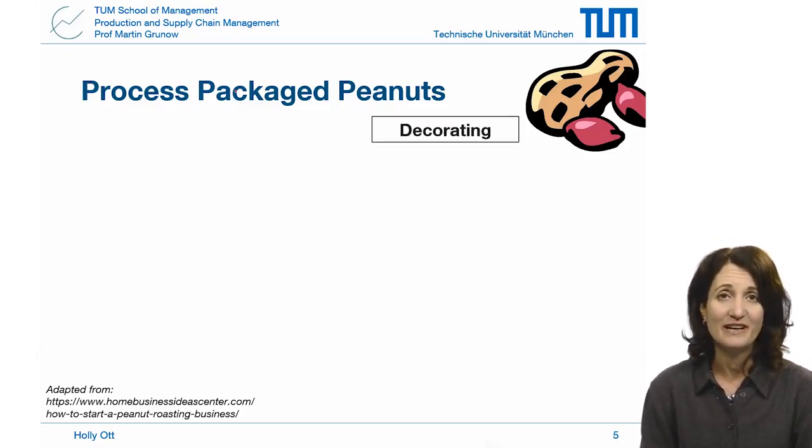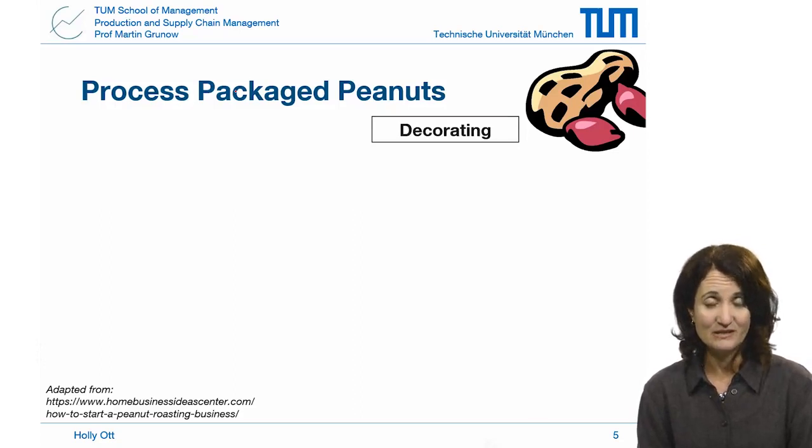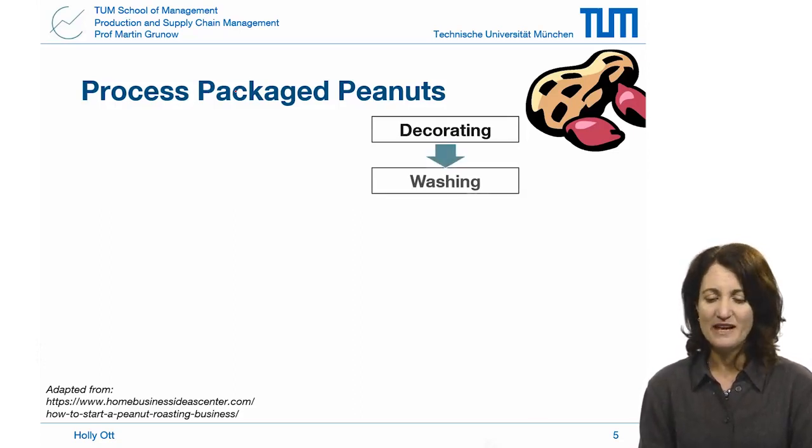First is the step decorating. This is basically when you're taking off the shells, and you can do this with a machine or just by hand. And then, of course, you would wash the peanuts. So you would remove the shells or any dirt or any dust.